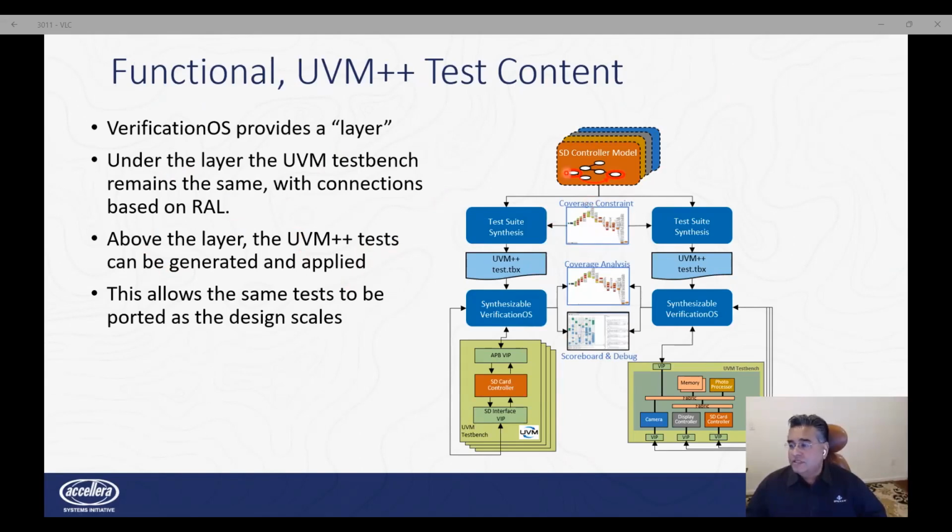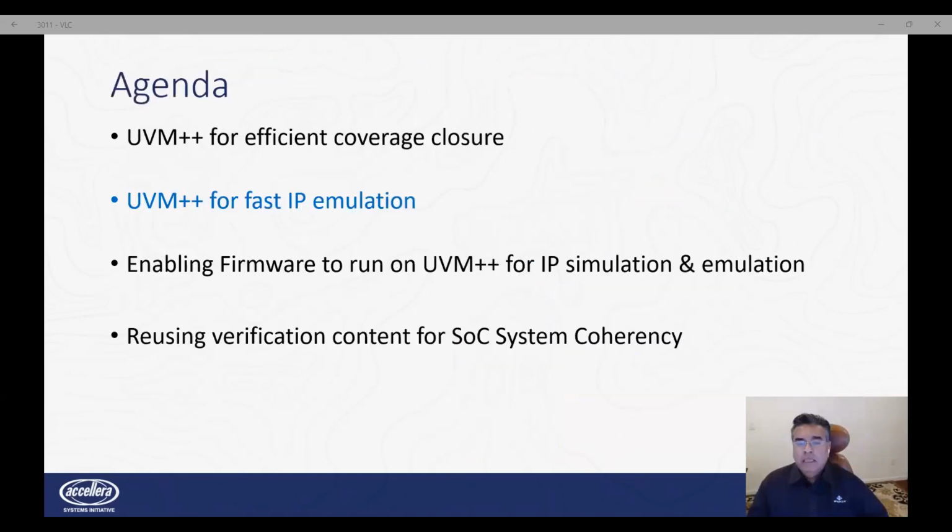So looking at this picture from the same model, we can generate test cases for either IPs or SoCs, and we'll see how we can move them from unit benches to subsystem benches. We just saw examples of that in the prior slides, and in the future slides we'll see how we'll move this to IP emulation and subsystem emulation. Now let's look at how we can reuse content developed with UVM++ to provide performant IP emulation.